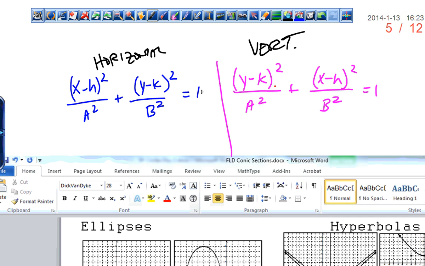And so the only difference really is that the bigger number determines which way it's going. So if a squared is underneath x, it's going this way. If the a squared is underneath the y, it's going vertically, okay?